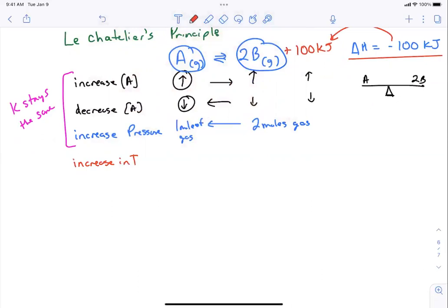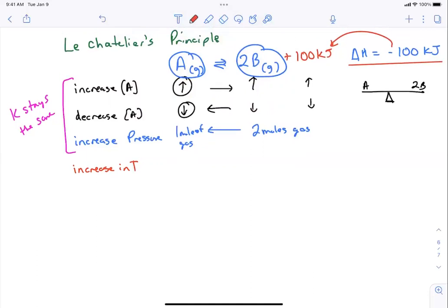The problem is temperature is not on that scale. Temperature is an additional factor that's affecting the scale that's not included in the K expression. So temperature would be like someone standing away from the scale and pressing their finger down on the scale or lifting the scale up to cause an imbalance. And when that happens, your K actually does change.